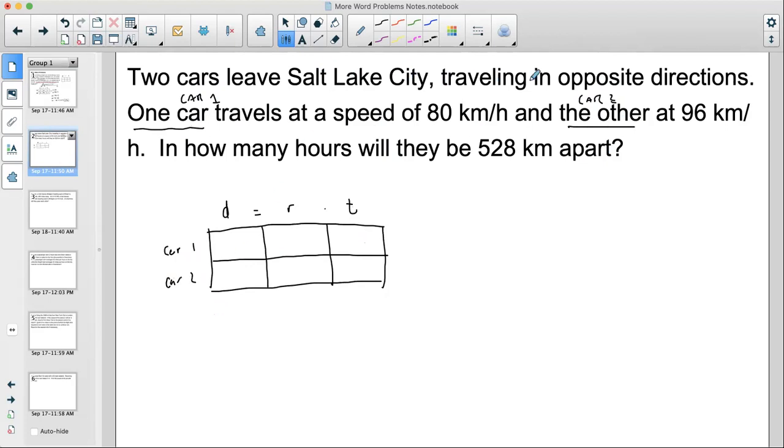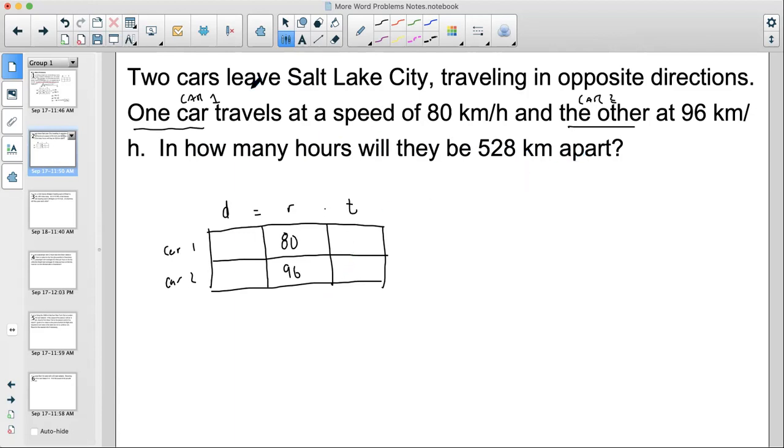So they leave Salt Lake City traveling opposite directions. One car travels at the speed of 80, so I can put that here in my rate. And the other car at 96. And then, in how many hours will they be 528 kilometers apart?